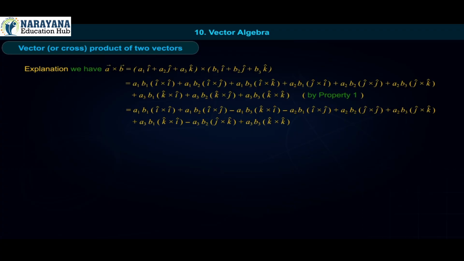By property 1, this is equal to A1B1 i cap × i cap plus A1B2 i cap × j cap minus A1B3 k cap × i cap minus A2B1 i cap × j cap plus A2B2 j cap × j cap plus A2B3 j cap × k cap plus A3B1 k cap × i cap minus A3B2 j cap × k cap plus A3B3 k cap × k cap, as i cap × k cap is equal to minus k cap × i cap.